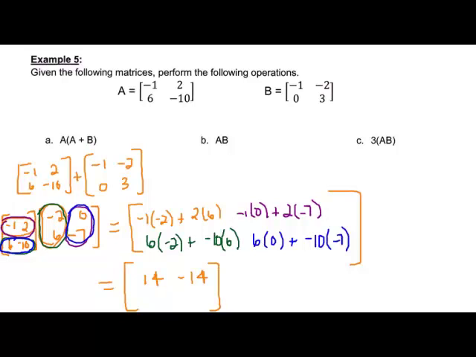6 times negative 2 is negative 12. Plus negative 10 times 6, which is a negative 60. So that gives us a negative 72. And lastly, 6 times 0 is 0. Plus negative 10 times negative 7, which is a positive 70. So this is our final 2 by 2 matrix. Again, check your answer. Make sure that that is the matrix that you got.